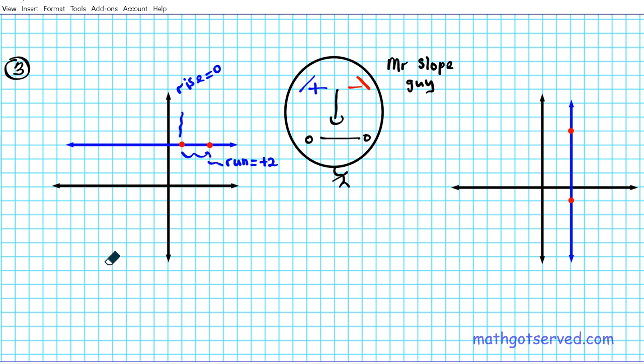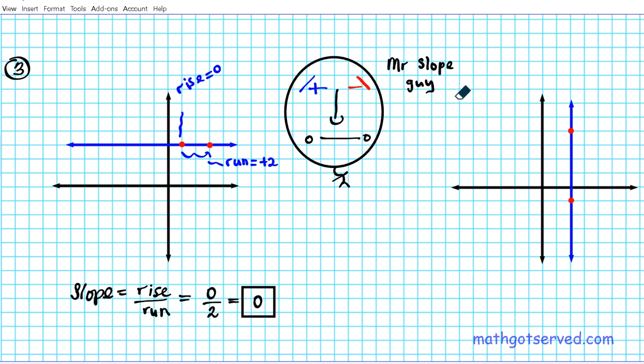All right, we have our rise and our run. Remember what the slope is. The slope of a line is a ratio of the rise divided by the run. So we're going to have the rise, which is 0, divided by the run, which is 2. 0 divided by 2 is 0. So we can clearly see that our answer agrees with the mouth of Mr. Slope Guy. Okay, let's take a look at number 4.